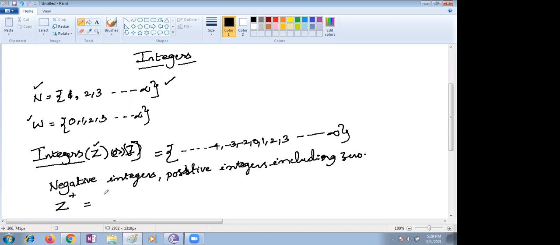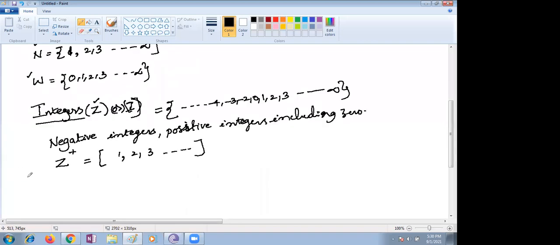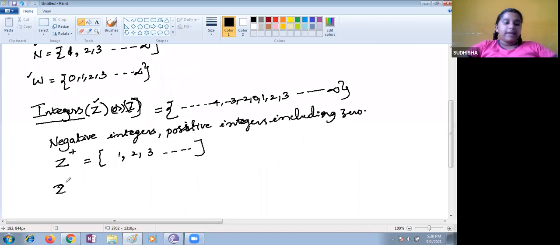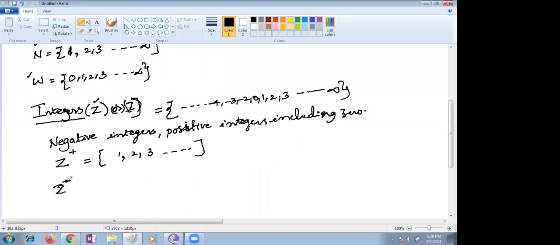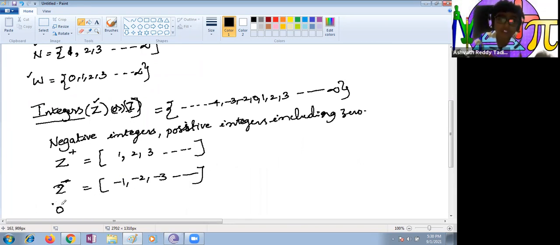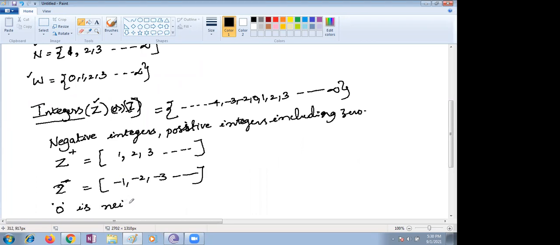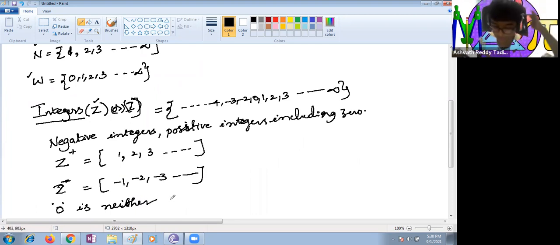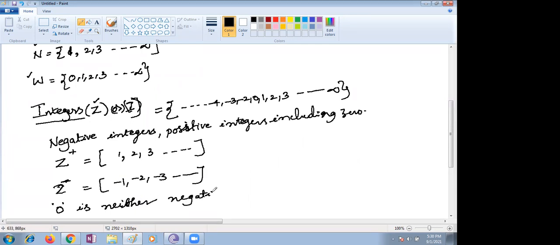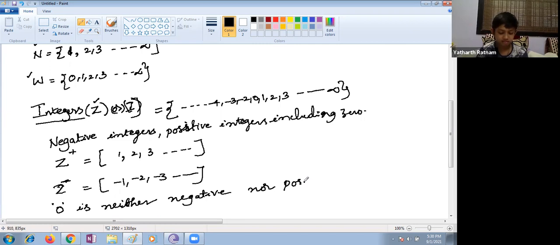Z plus means positive integers, so 1, 2, 3 are all positive integers. Z minus means negative integers, like -1, -2, -3. Very good. These are -1, -2, -3, -4, and so on. What about 0? One thing about the integers: 0 is neither negative nor positive. Very good. So it's basically the base number, like the middle. Neither negative nor positive.